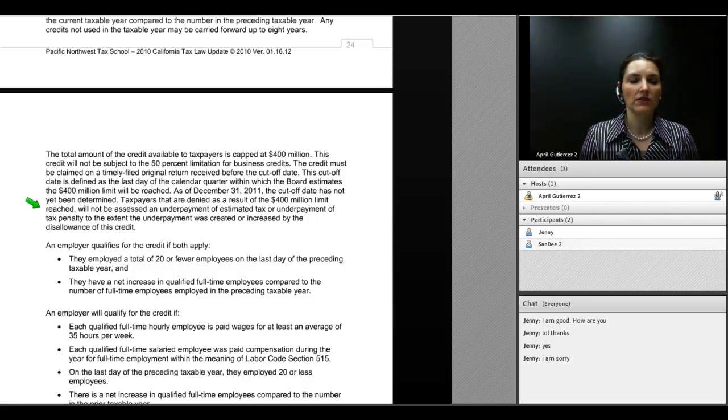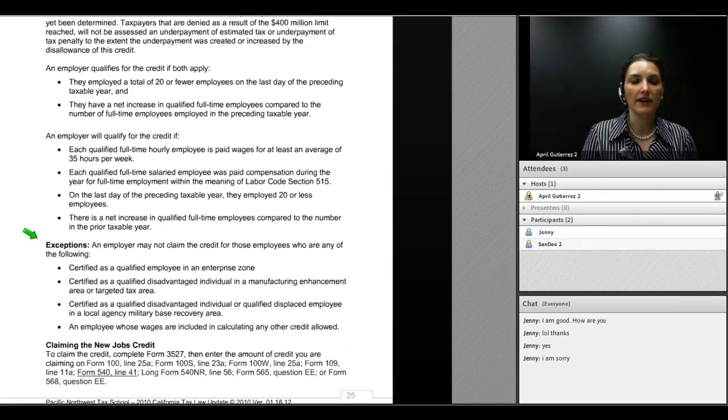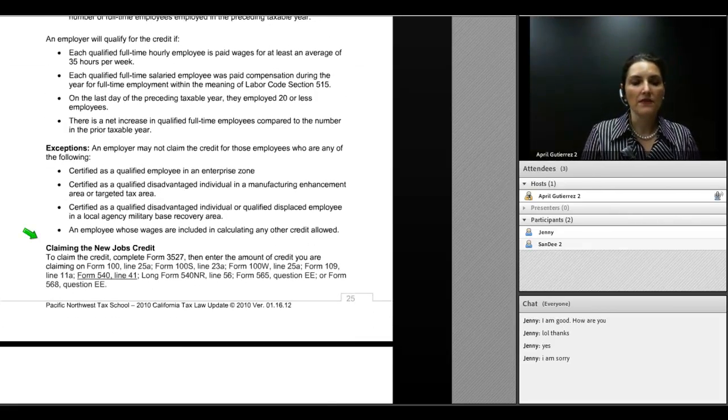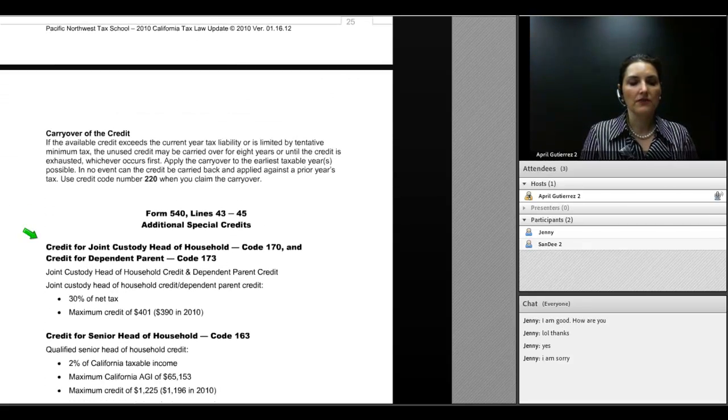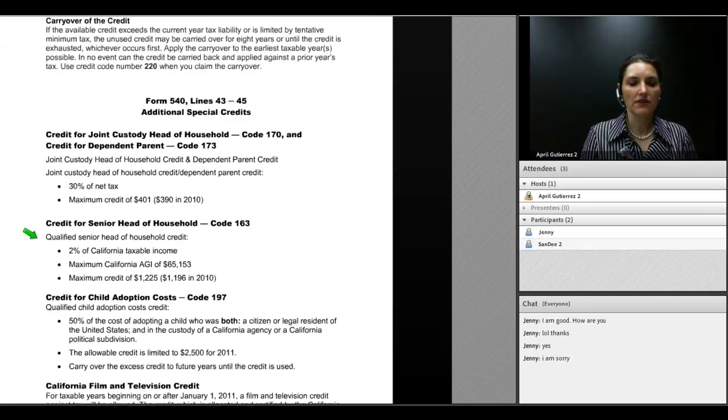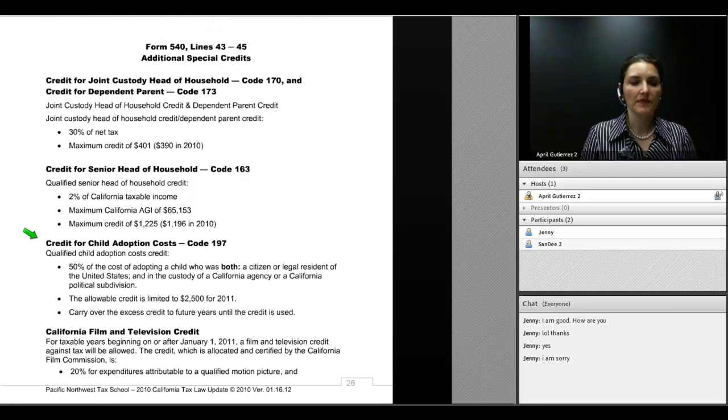And as far as I could see when I looked at the December 31, 2011 calculations, there's only been about $100 million of the $400 million limit reached. And so this is certainly a good credit that continues to be available. These are the rules for applying for the credit and receiving the credit. And there is, of course, an application process that a new employer has to go through. But if you qualify for the credit, it can be quite generous.